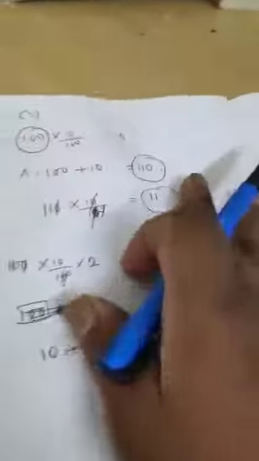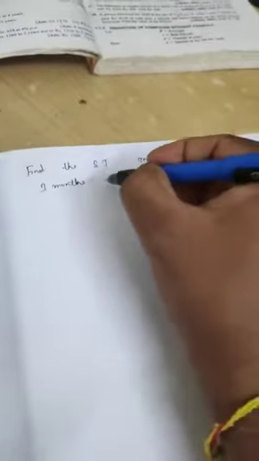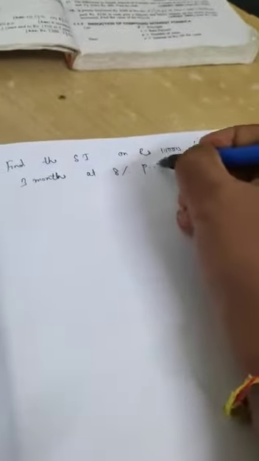Now, we'll do some questions. Say, one question I am writing. Find the simple interest SI on rupees 10,000 for 6 years, 3 months at 8% per annum.